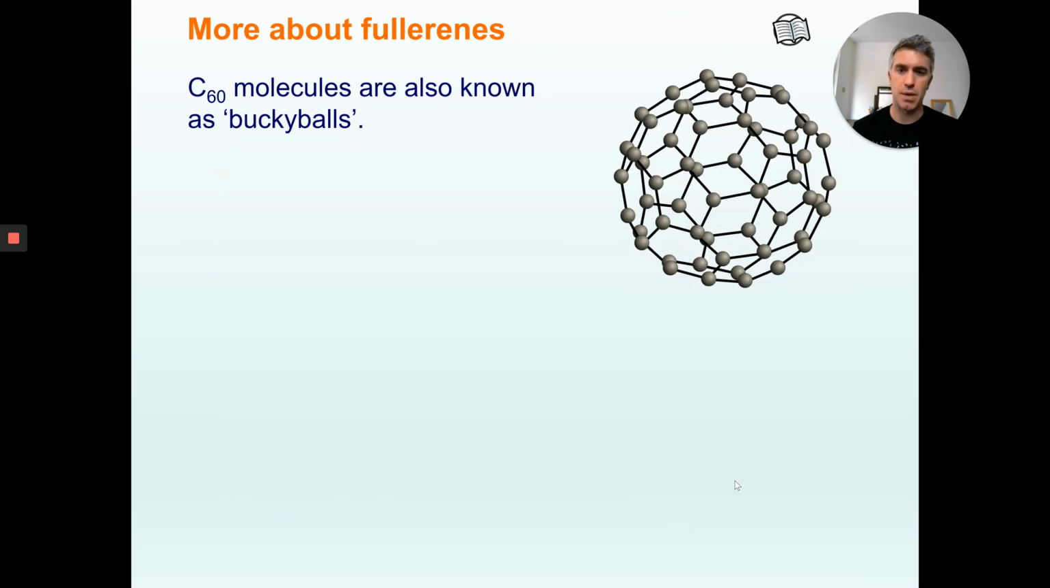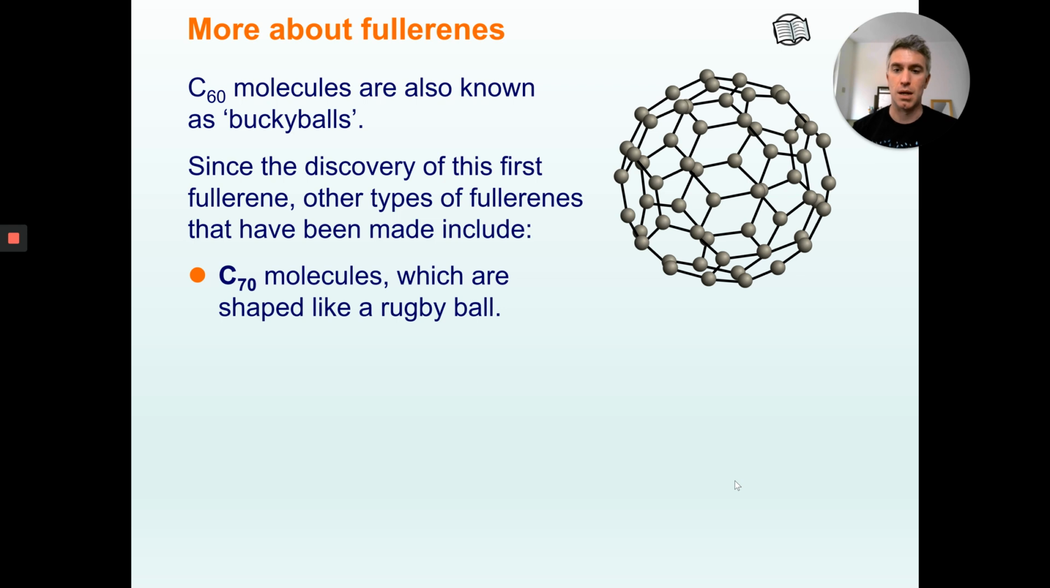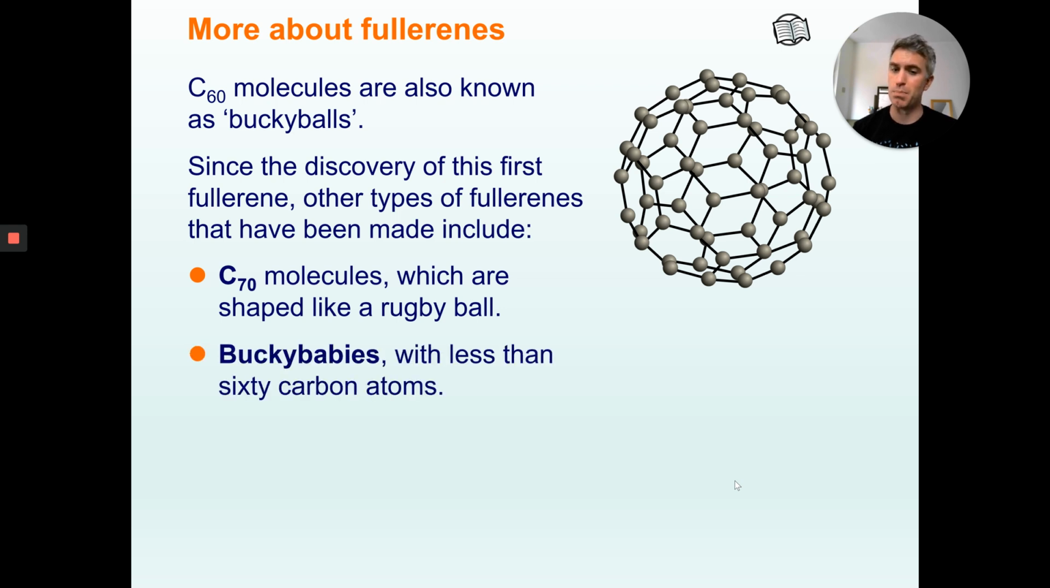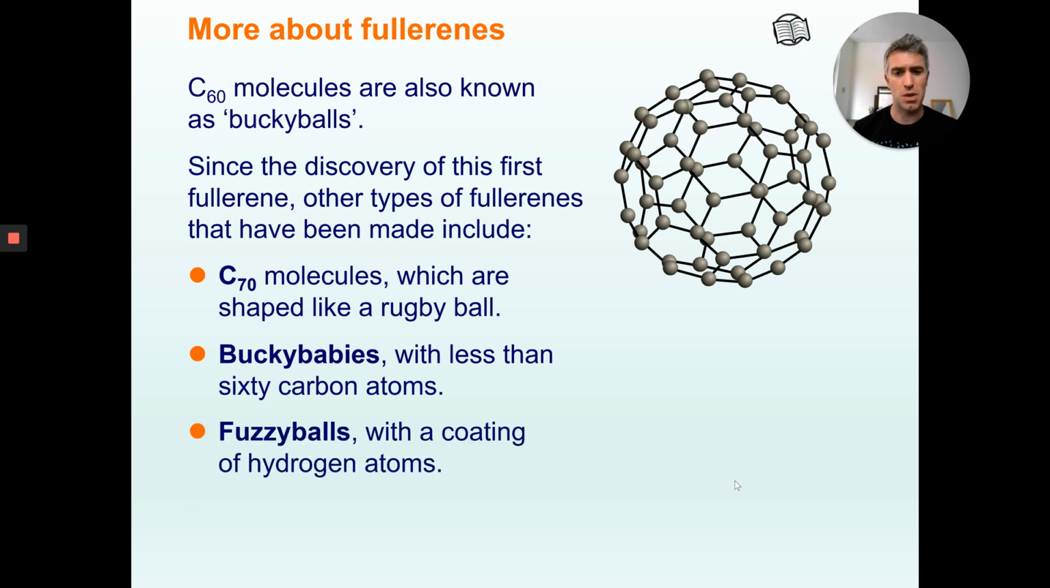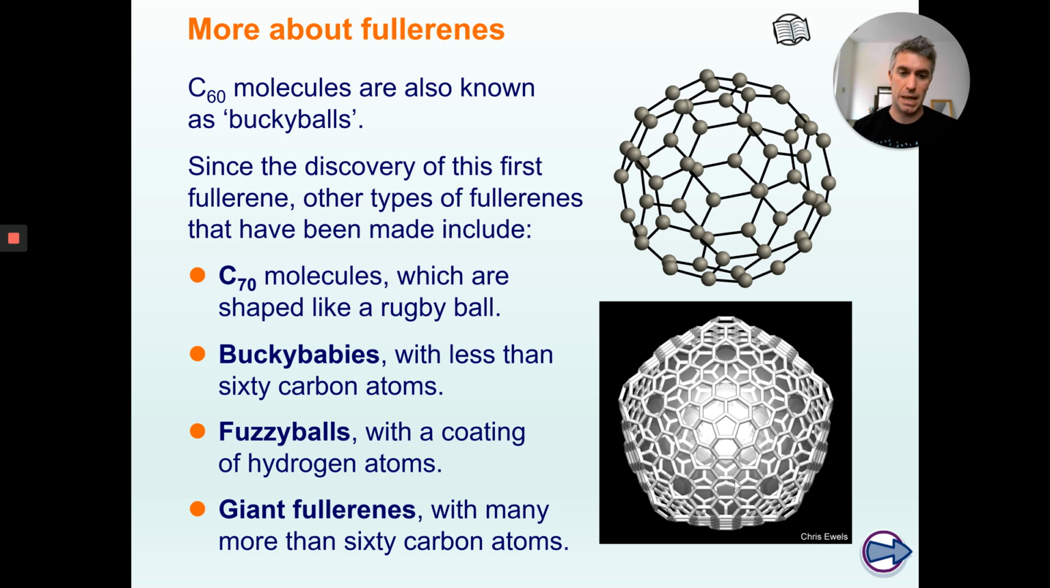There are other ones. There's the C70, like a rugby ball. There are Bucky Babies with fewer than 60 atoms. There's a fuzzy one with hydrogen, and there are giant fullerenes, which are big. So fullerenes are just these kind of complete structures made of carbon atoms, sometimes with other things, but they form a ball. Sometimes they're perfectly spherical, sometimes they're more rugby shaped, but they form a ball. That's what a fullerene is, a complete ball cage of carbon atoms.